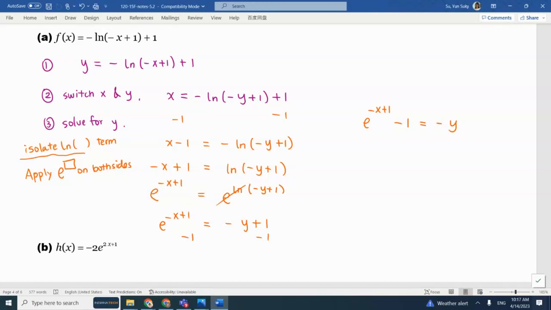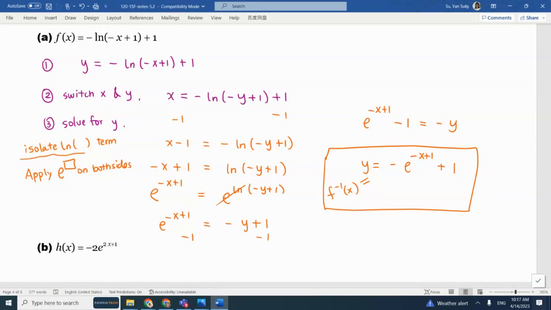All right. How do we solve for y? Divide by -1. Yeah, divide by -1. Then y equals what? Yeah, we change sign, right? Good. So this is the f inverse of x. So this is the inverse function. And that is our final answer.